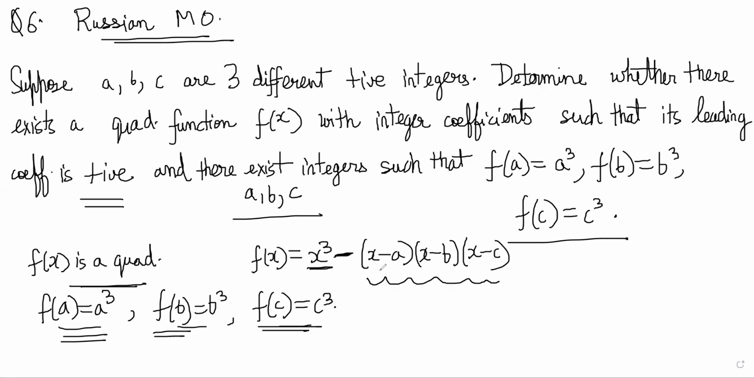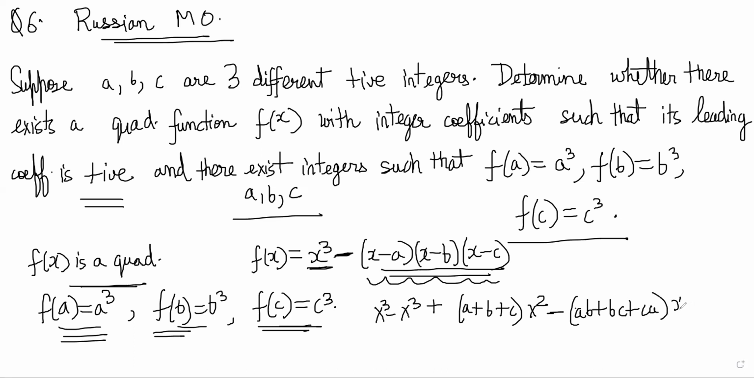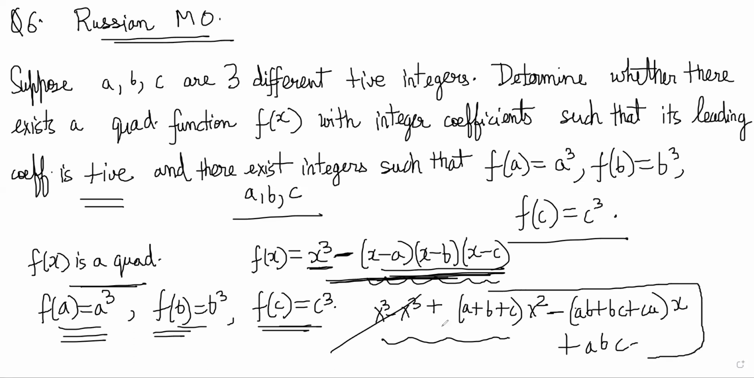Think about this. When you subtract these things from x cube, the x cube term gets cancelled, right? It becomes x cube minus x cube plus (a plus b plus c) x square minus (ab plus bc plus ca) x plus abc. If you evaluate this expression, this is what it becomes. The x cube got cancelled, and this ends up as a quadratic, right?